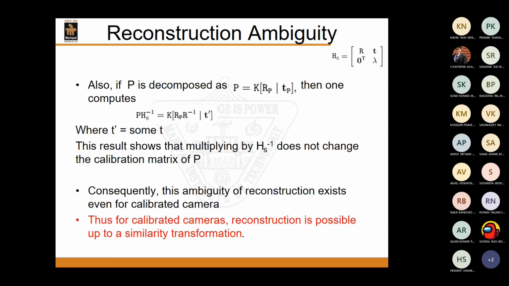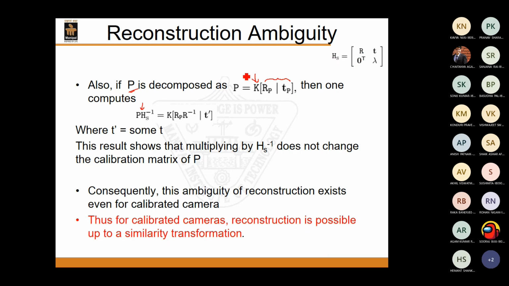Now let's say this P, the camera parameter P, I'm decomposing in terms of the internal parameter, which is given by capital K, and the external parameters, which are given by rotation and translation. If I can represent the camera parameter this way, and I apply the similarity transformation, I can write PHs inverse is equal to K R' T', where Hs is equal to R, T, 0 and lambda.